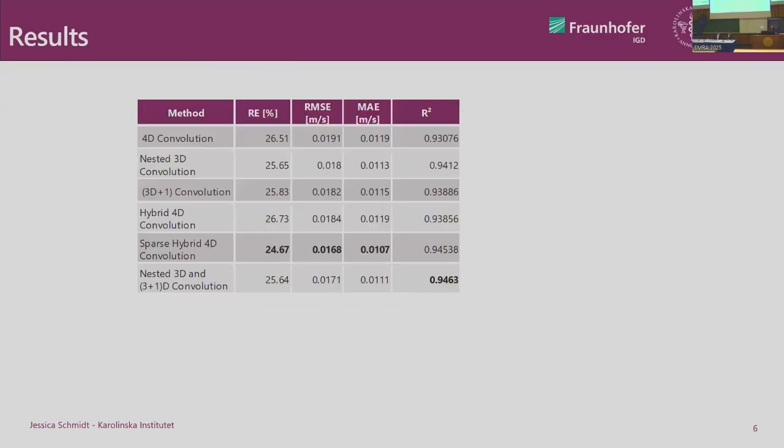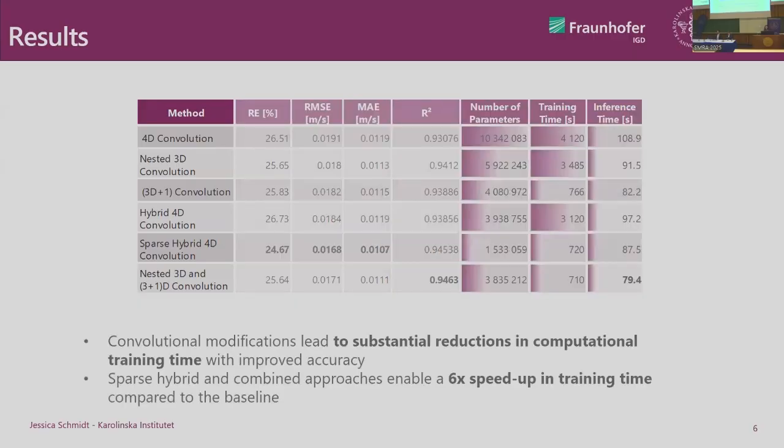The quantitative analysis even shows that our modification increases the accuracy. The convolution modification led to a substantial reduction in computational time, with the sparse and the combined nested 3D and 3+1D convolution achieving the best results in accuracy, and even enabled a 6 times speed up in training time compared to the baseline model.